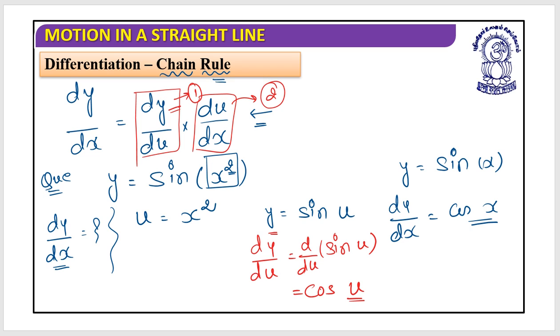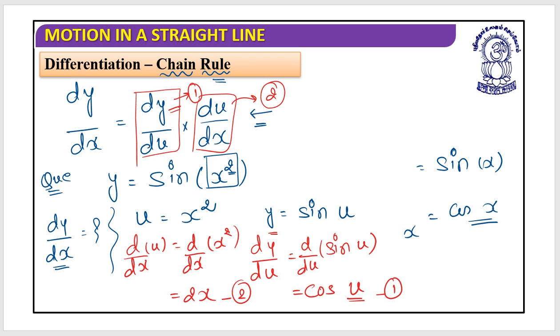Now the second is du by dx, so it's d by dx of u. So this is d by dx of x square. What is it? It's 2x. So this is your first answer, this is your second answer. Are you clear up to this?